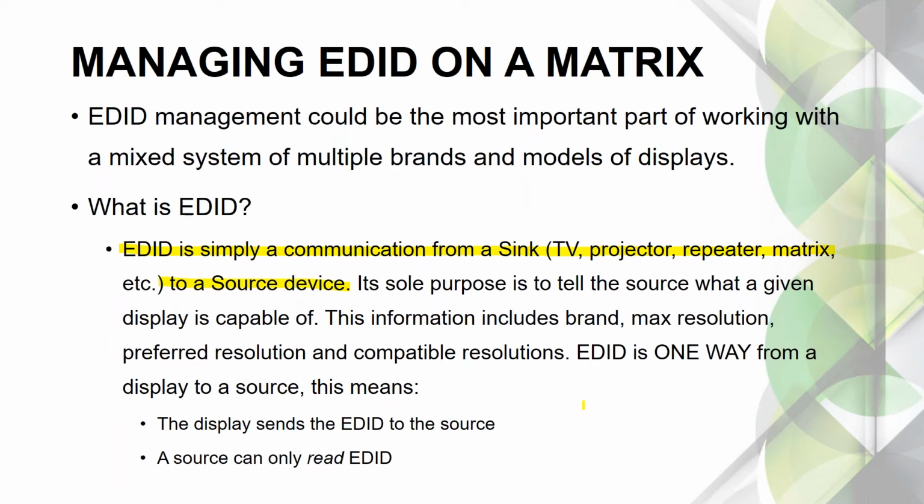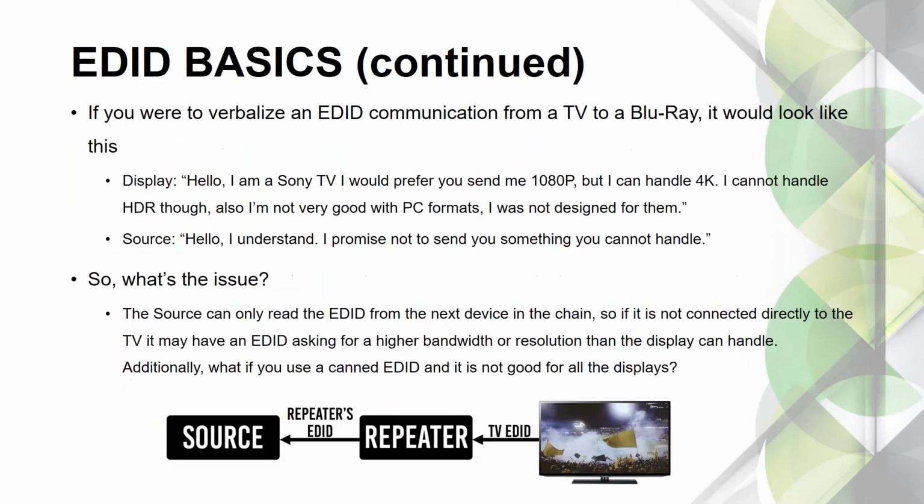So it's a one-way communication. The display sends EDID to the source. The source can only read the EDID. So there isn't really any two-way communication per se. The TV says, here's what I need. This is my preferred format. You can see a little piece of it. Hey, I'm a Sony TV. I prefer you send me 1080p, but I can handle 4K. I can't handle HDR, blah, blah, blah.